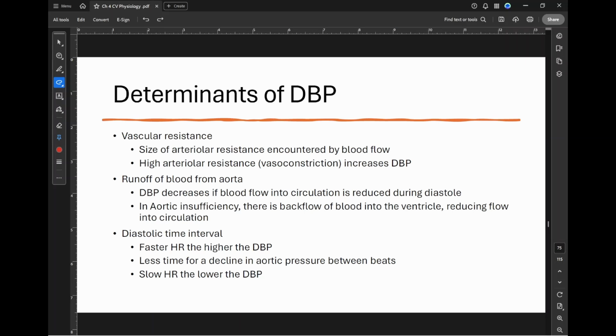Why? Your heart's squeezing harder, more blood going into the system, therefore higher blood pressures because there's more blood going out. So faster heart rates increase diastolic blood pressure. Slow heart rates reduce diastolic blood pressure. There's less time for a decline in that aortic pressure because the heart rates are happening so fast, the aortic pressure can't come down, which is your diastolic pressure during rest. It just keeps staying up because the heart is constantly pumping out more and more blood at a faster rate than normal. So that goes up as well.